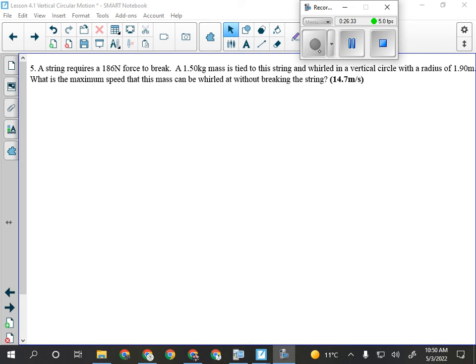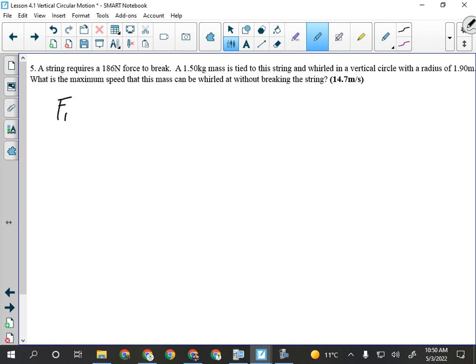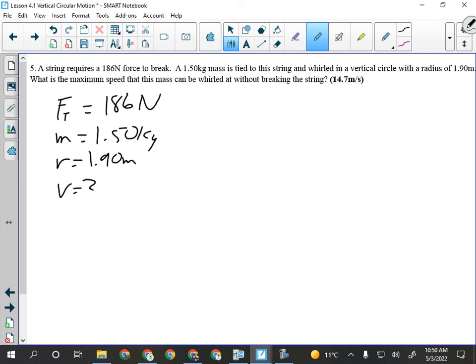So it can exert 186 newtons worth of tension, which is the same as normal force. It acts up at the bottom of a circle. And we know that it's 1.9 meters long. So we know that the force of tension, which is like normal force, is 186 newtons. We know the mass is 1.50 kilograms, and we know that the radius is 1.90 meters. We're looking for v.